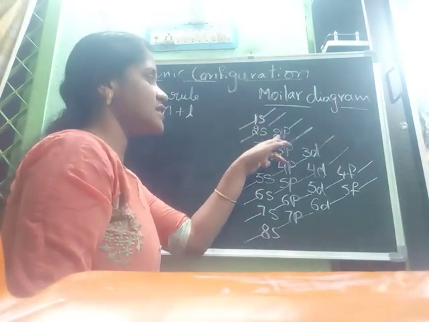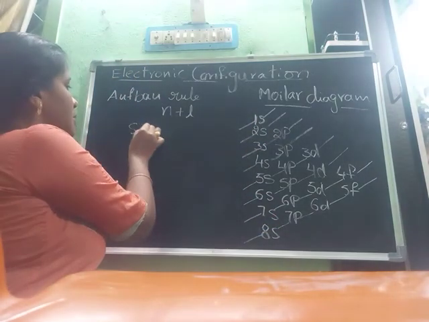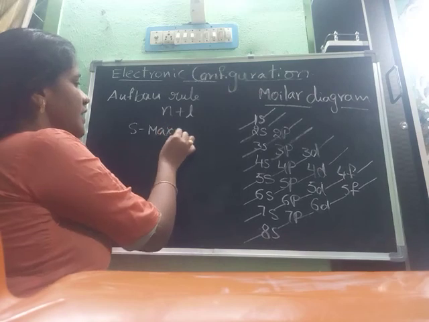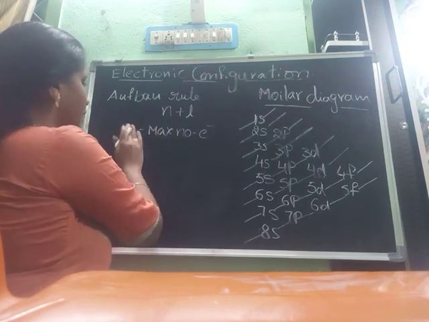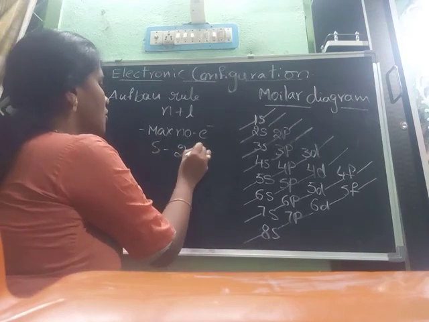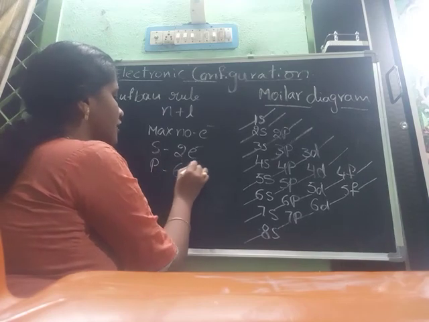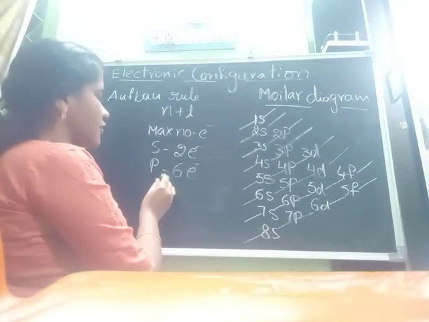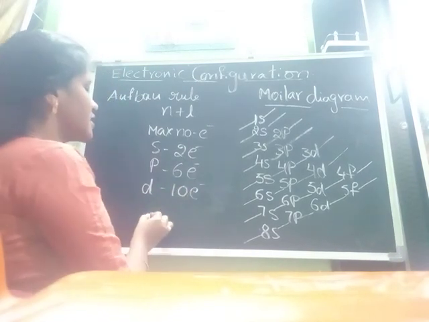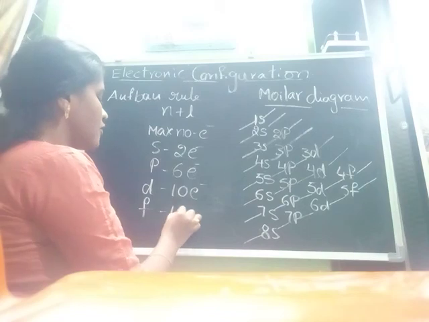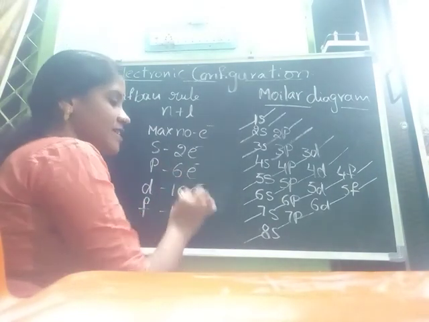Okay, 1s, 2s, 2p. The s subshell contains the maximum number of electrons, 2. In s it is 2, in p it is 6 electrons, d contains 10 electrons, and f contains 14 electrons. These are the maximum electrons.